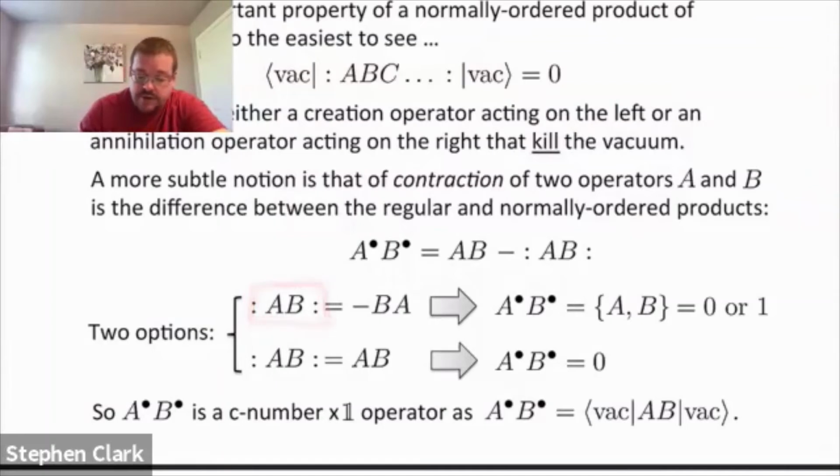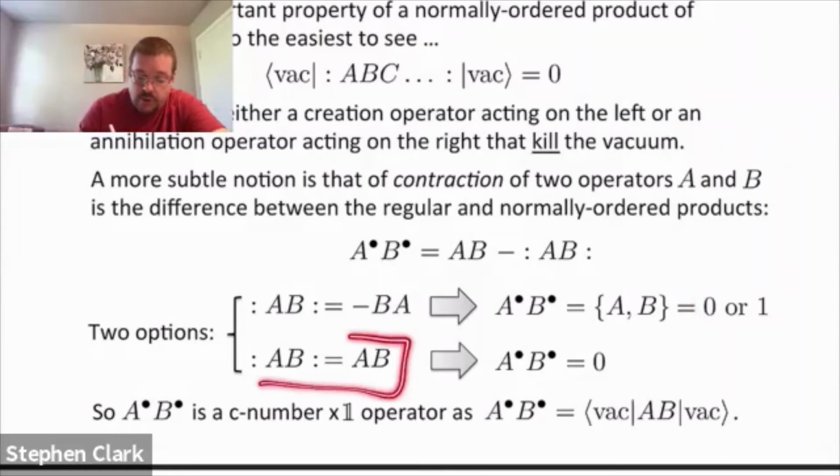It could be that you need to reorder A and B because they're not normally ordered. So for instance, if it was C, C dagger, that would be in the wrong order. You would normally order them, you'd swap them around, you pick up a minus sign. And that means the contraction would then, because there's a minus sign there, turn into a plus. The contraction would just be the anti-commutator between them. But they're creation and annihilation operators, and the only anti-commutator they have is either 0 or 1. So it's basically a delta, and it depends on what the modes were that you had in A and B.